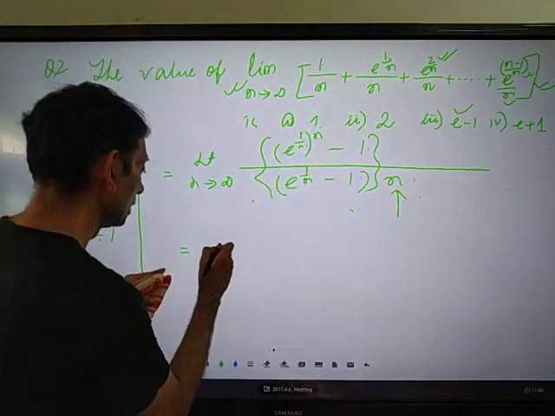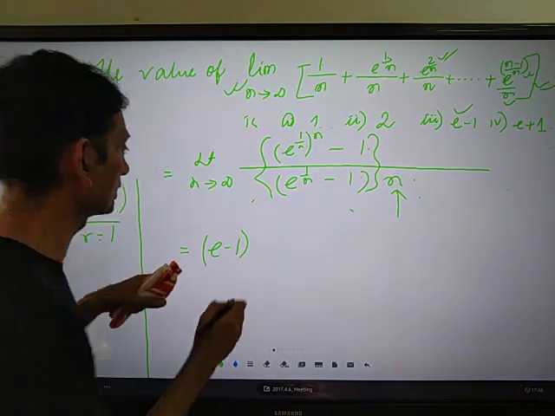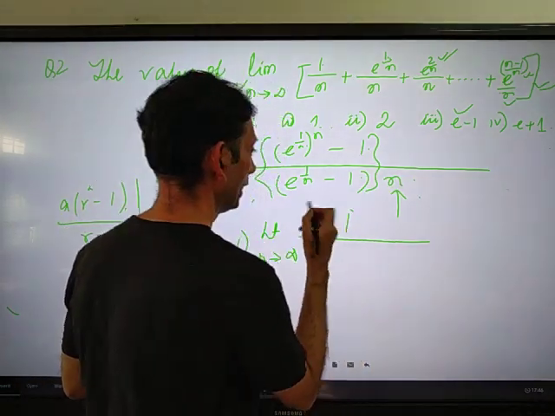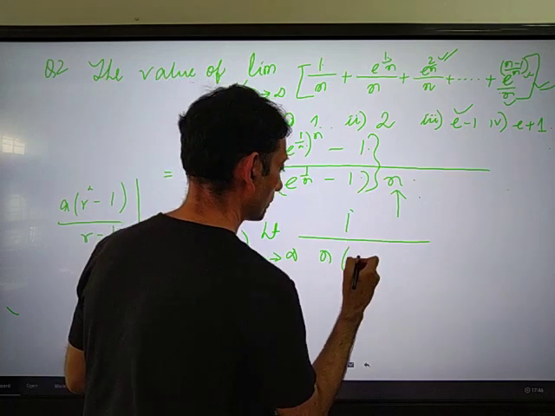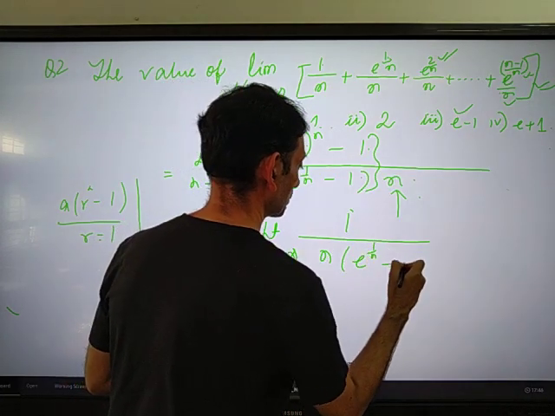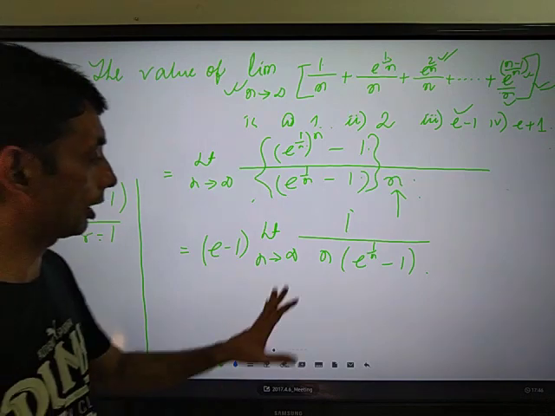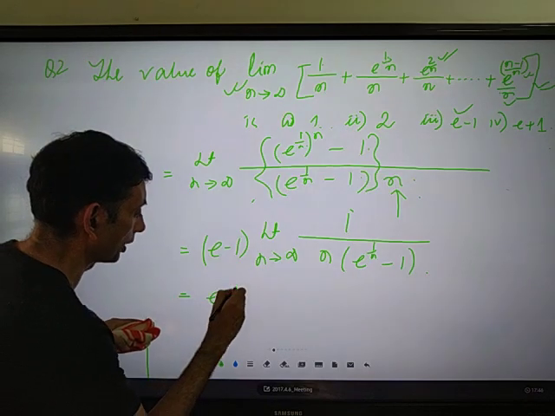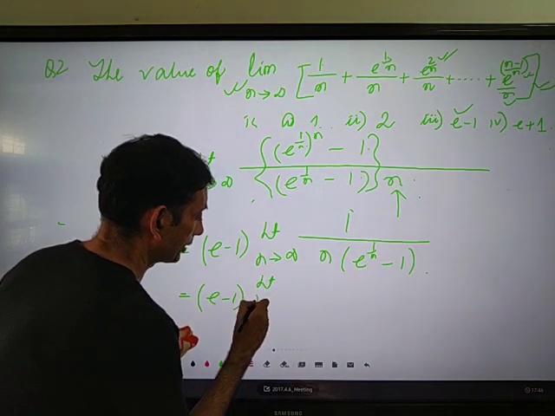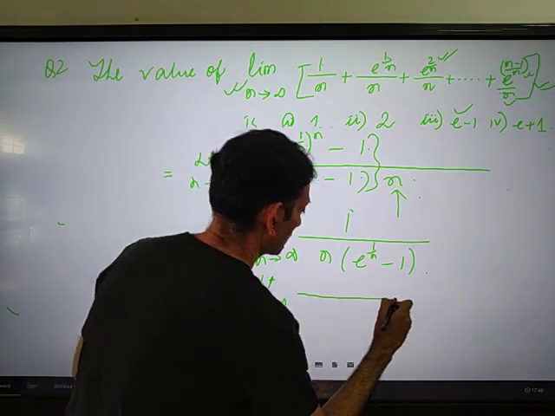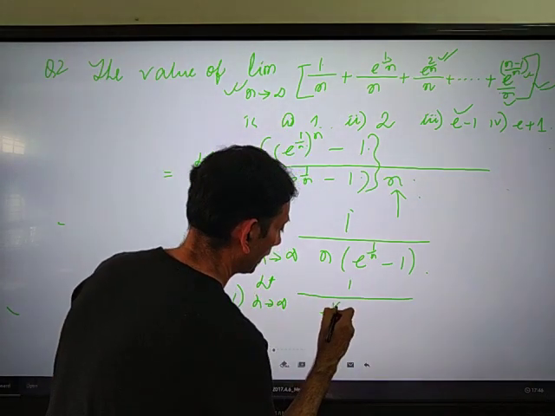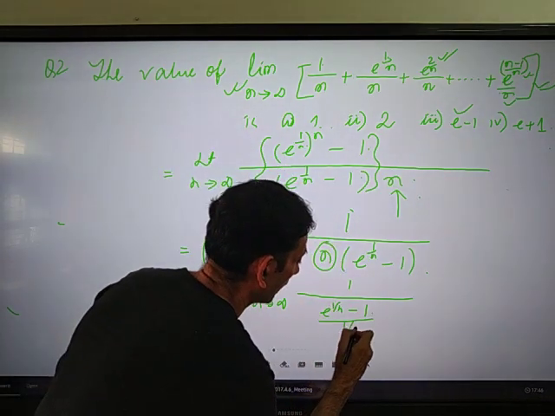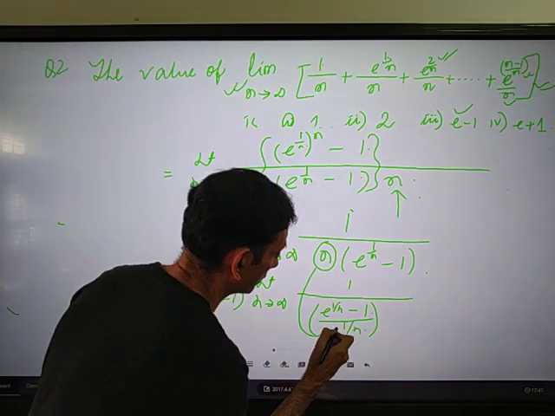E minus 1 is a constant, so it does not depend on the limit n tends to infinity. So what's left is 1 in the numerator, and in the denominator n times (e to the power 1/n minus 1). Now how to solve this? To find this limit, we keep e minus 1 and take the limit n tends to infinity of 1 over n times (e to the power 1/n minus 1). The n in the denominator can be written as 1 by 1/n.